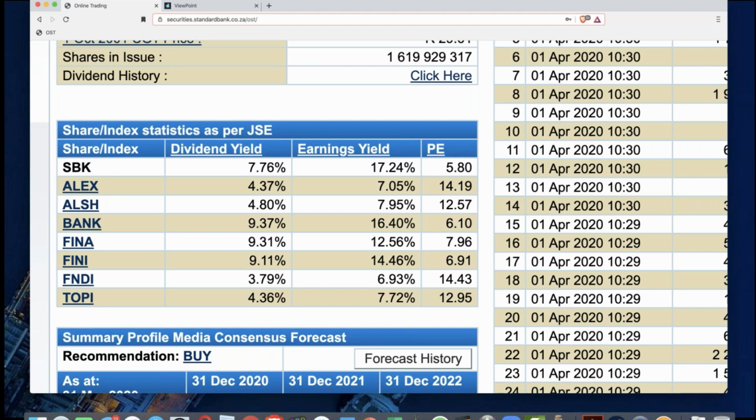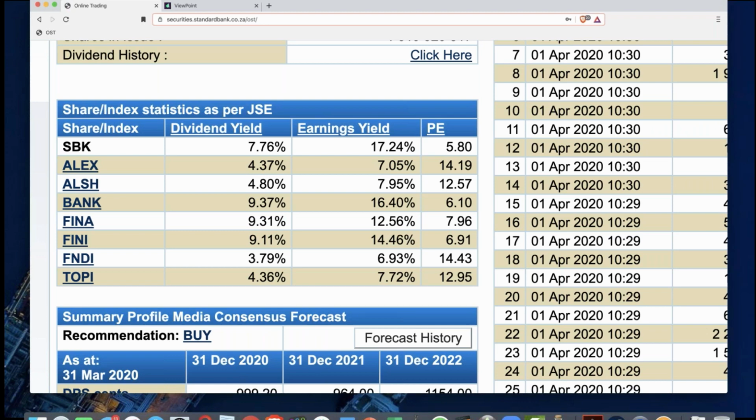So on the very, very basic, and this is not in any sense saying that this is a methodology we can use. It's a methodology we can use for a search, but not as a standalone. What it then also does is it shows you all of the indices that Standard Bank sits in, and then says what their dividend yield, earning yield, and price earnings ratio are. So you can get a sense, just a quick eyeball, you can say, relative to its peers, Standard Bank's looking quite cheap.